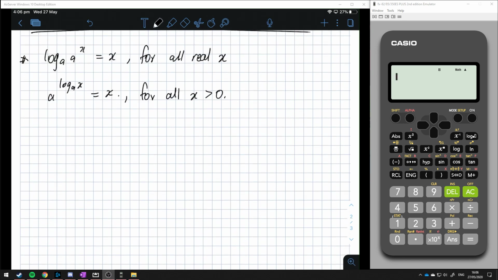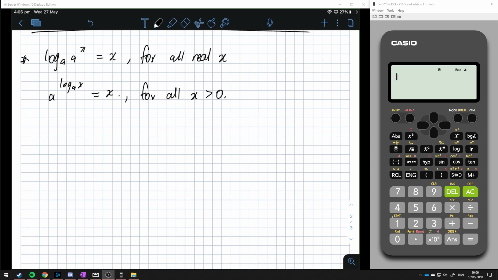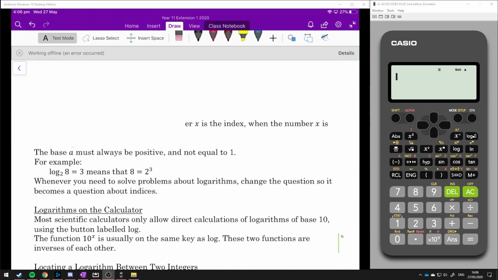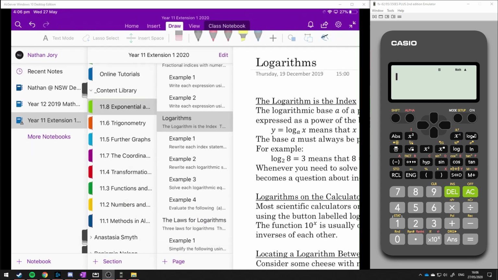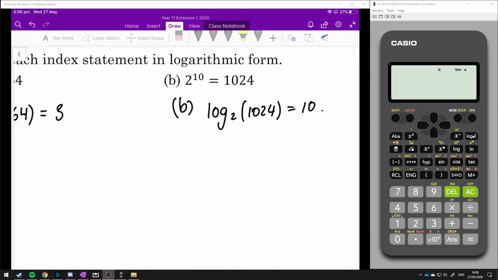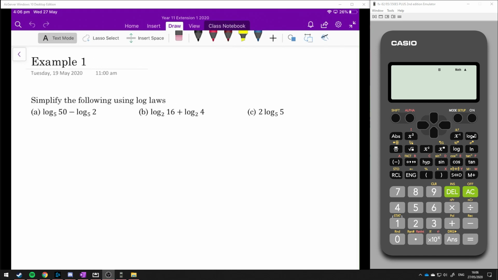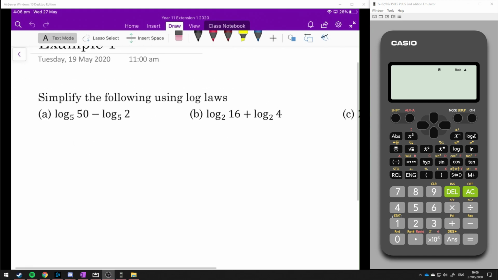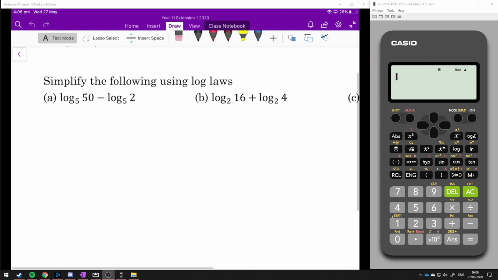And the second one is a little bit trickier to show, and we'll be dealing with that sort of stuff, and why it's useful, a bit later on. So let's have a look at some examples of these. So here are the logarithms. Example 1. Simplify the following using log laws. So let's start with part A.